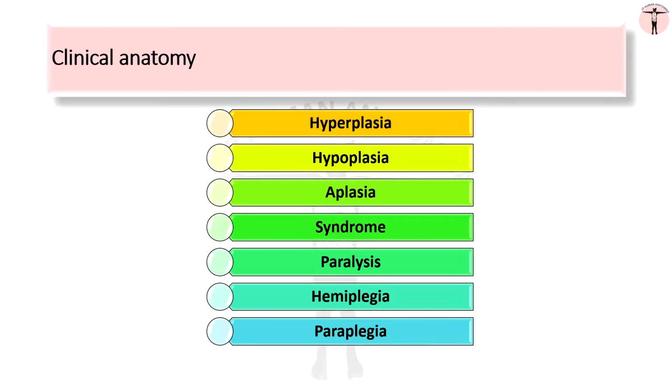Paralysis we have discussed. Paraplegia is the paralysis of both lower limbs. Quadriplegia is a paralysis of all the four limbs. So paraplegia and quadriplegia are part of the paralysis.